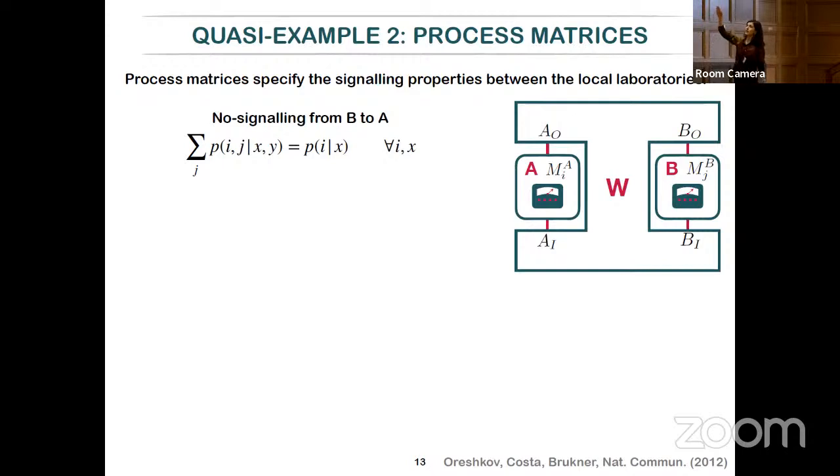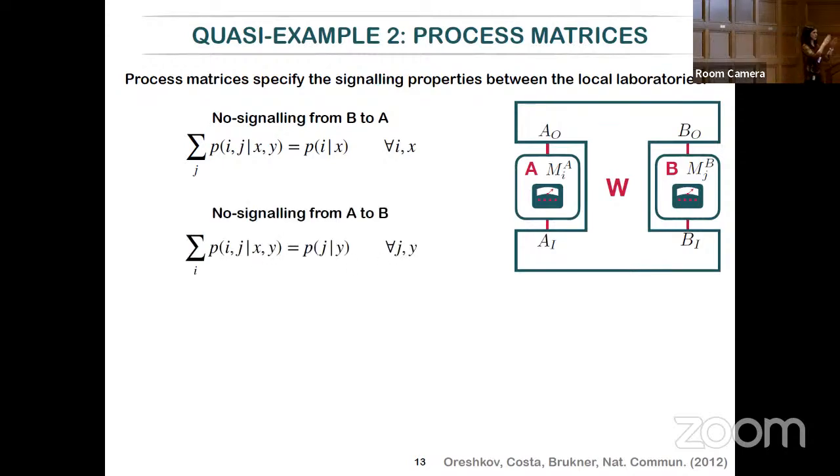And then if I sum over all possible outcomes of B, then B cannot signal to A if the remaining probability of A is independent of the choice of the input of B. So if I sum over the outcome of B, then the remaining probability for A cannot depend on anything that B did if B is not in the past of A. And the same goes for the opposite: we just swap I and J and X and Y.